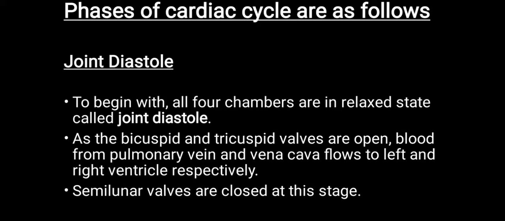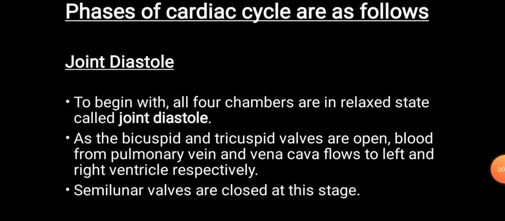Pulmonary vein carries the oxygenated blood from the lungs and empties it into the left atrium, and vena cavas are large veins which carry the deoxygenated blood from different parts of the body and empties it into the right atria. And blood from the right and left atria flows into the respective ventricles as the cuspid valves are open. And at this time of joint diastole, the semilunar valves are closed.